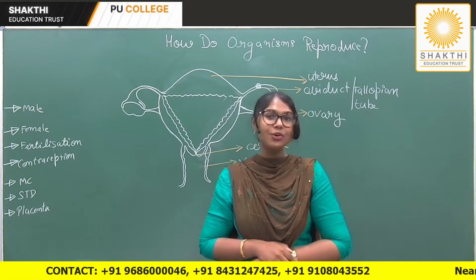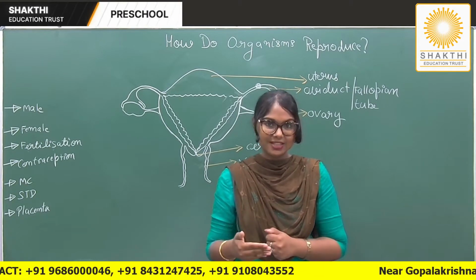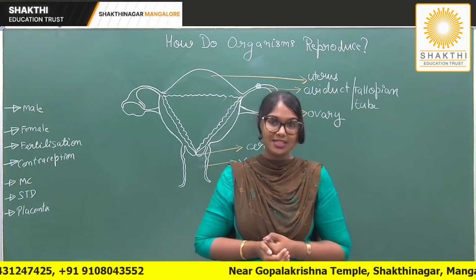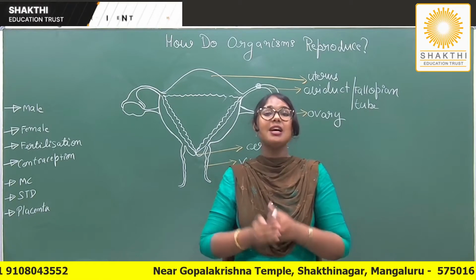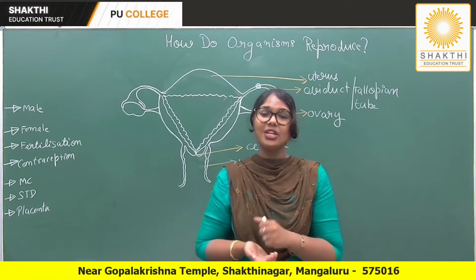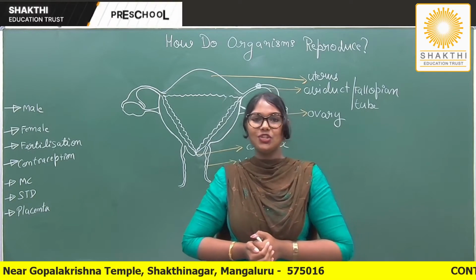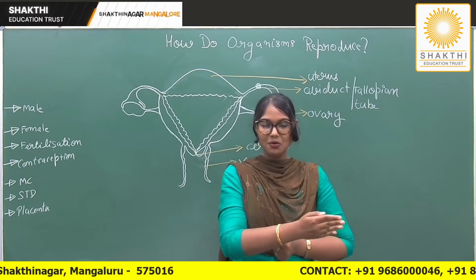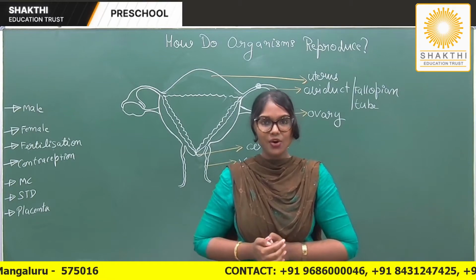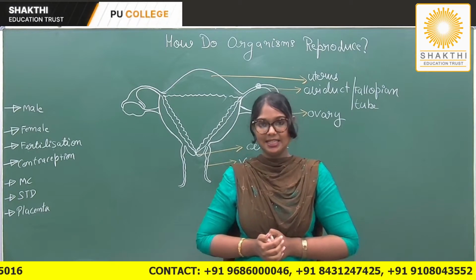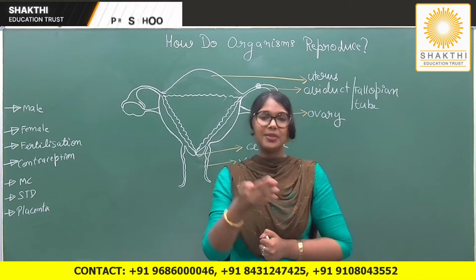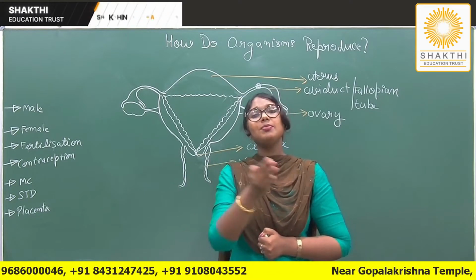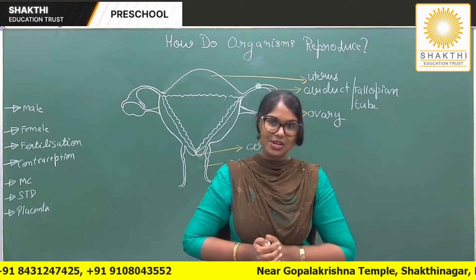So the zygote now divides to form 2 cells. 2 divide to form 4, 4 divide to form 8, and the process continues until we have a multicellular structure, and this multicellular structure is called the embryo. The development of the zygote into the embryo is called embryogenesis. Embryo is the embryo, genesis is the production. The production of the embryo from the zygote is called embryogenesis.